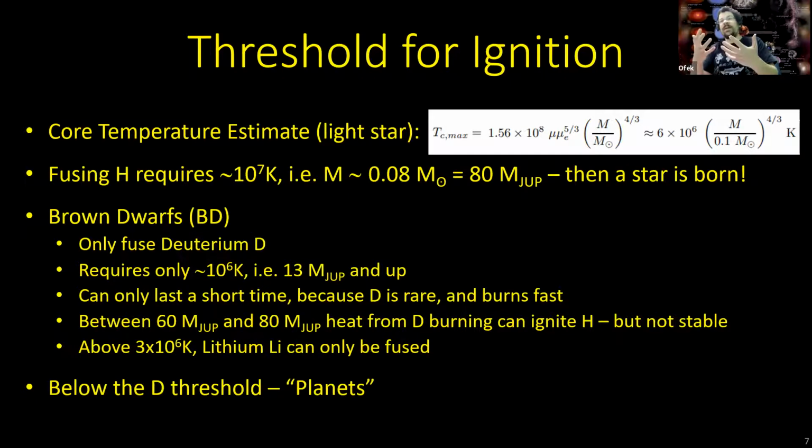So again, this is a failed star, a brown dwarf. It will not manage to live a life of burning hydrogen stably. Another process which can take place is burning lithium. This can happen already from about 3 million Kelvin. But again, lithium is very rare, so it won't last very long.